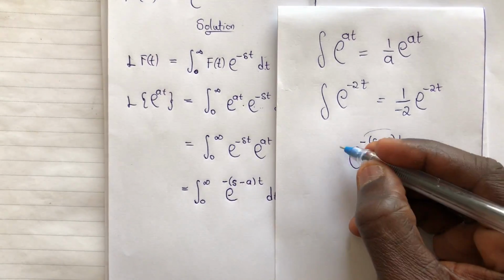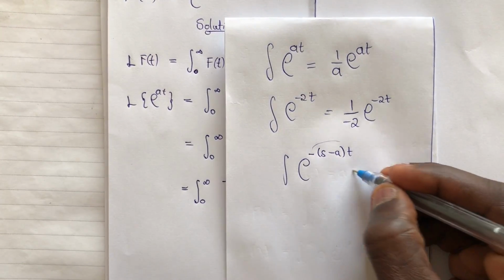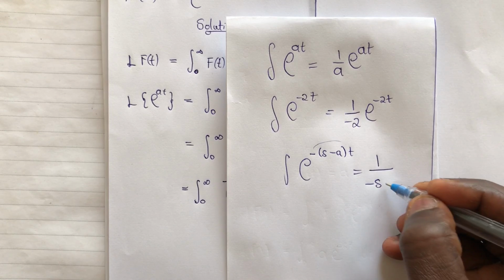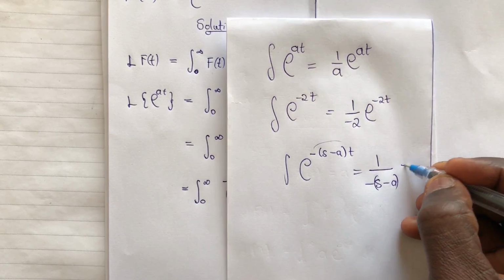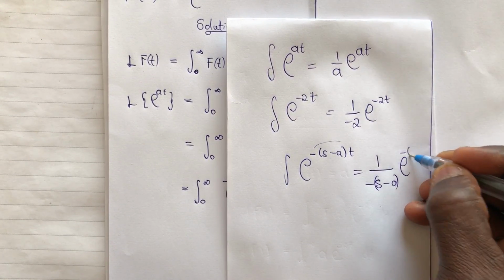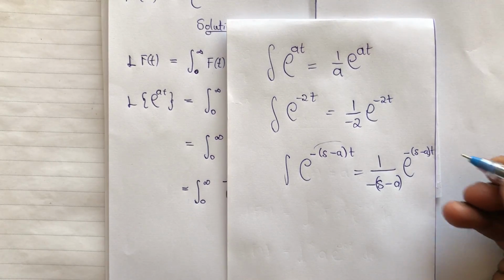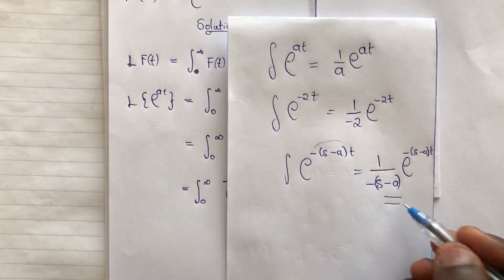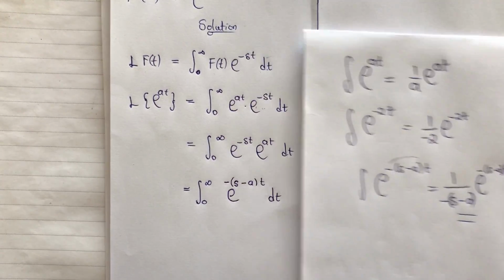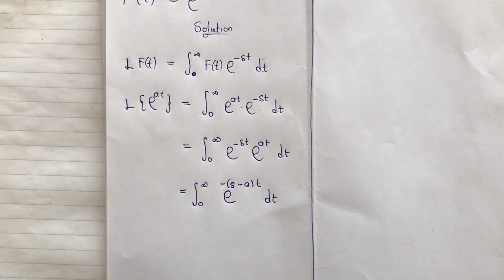So we have the integral of this is going to give us 1 over negative s minus a, e to the power the same, negative s minus a t. Do we get it? Very, very simple for you to understand. Okay, so please let's apply that result here.